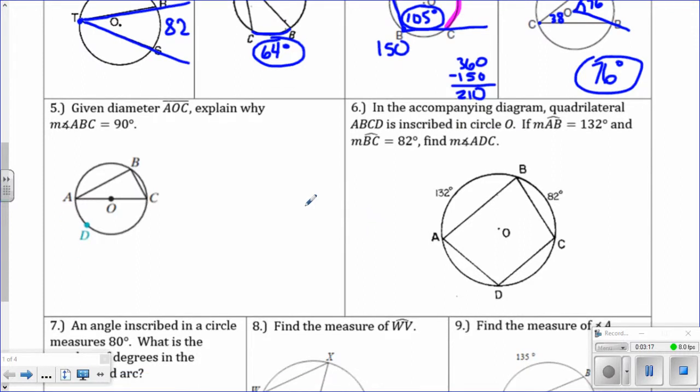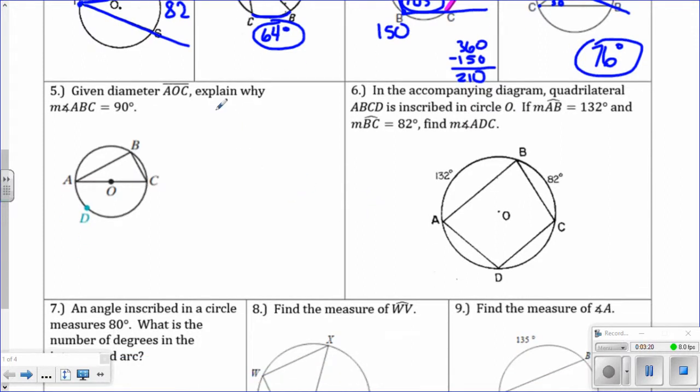Number 5 is going to go with something that's on your chart where it lists the theorems. It says, given the diameter AOC, and that's important because then you know that this arc right here is 180 degrees. It's going to be a semicircle. We have to explain why the measure of angle ABC is 90 degrees. Well, right here you can tell that angle B is an inscribed angle because the vertex is on the circle. So if I extend out the chords, it's going to be half of the intercepted arc. Well, this intercepted arc is 180. So if I take half of 180, I get 90 degrees. So it forms really a right angle at angle B.